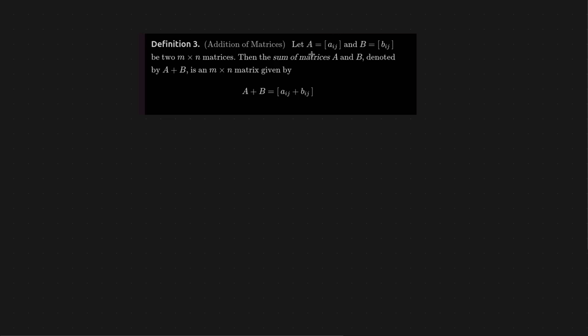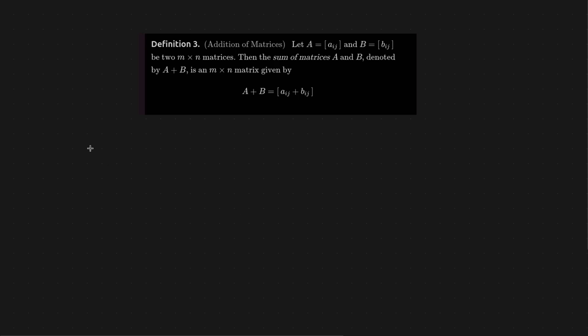We're saying A is equal to this matrix here, so the entries of A are A sub ij. Similarly, the entries of matrix B are B sub ij. Then to take the sum of the matrices, we take each entry from matrix A and add it to the corresponding entry in matrix B, from the same row and the same column. That's going to be the entry in the ith row and jth column in the resultant matrix.